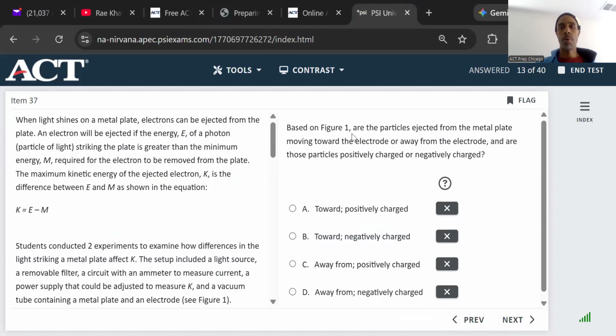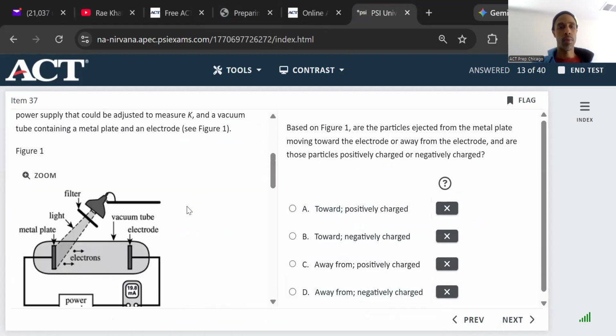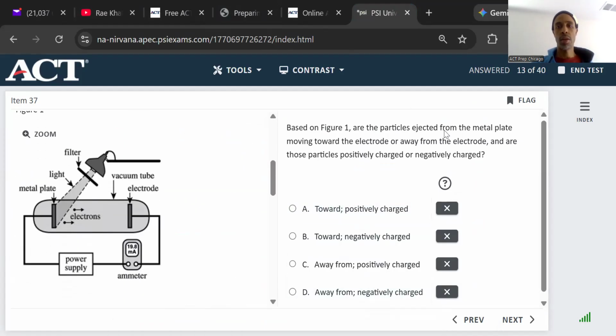Based on figure one, are the particles ejected from the metal plate moving toward the electrode or away from the electrode? And are those particles positively charged or negatively charged? Where's figure one? Where's the metal plate? Here. The particles ejected from the metal plate look like electrons moving toward the electrode. They're moving toward it, that's the arrows.